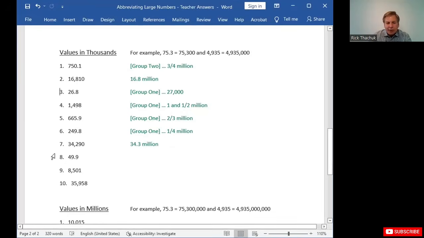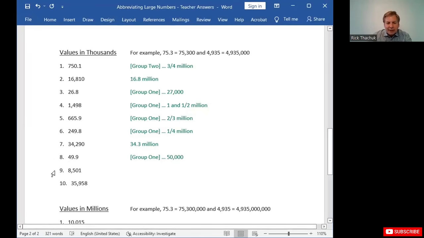Number 8, 49.9 thousand. Well, expanded, that is 49,900. That's very close to 50,000. It's actually just under 50,000. So anything from group 1 and then 50,000. Almost 50,000 or just under or approximately 50,000.